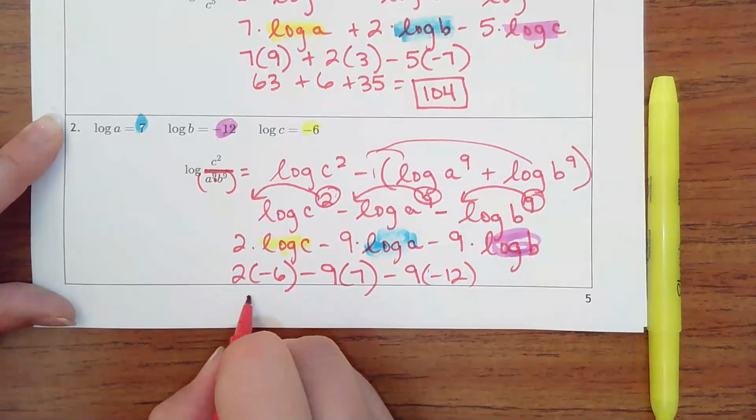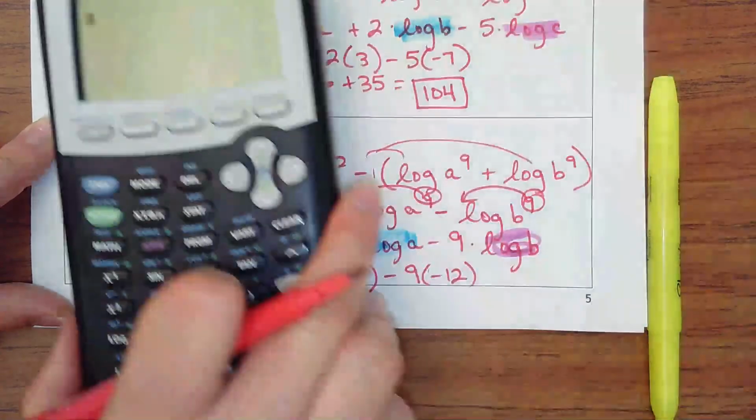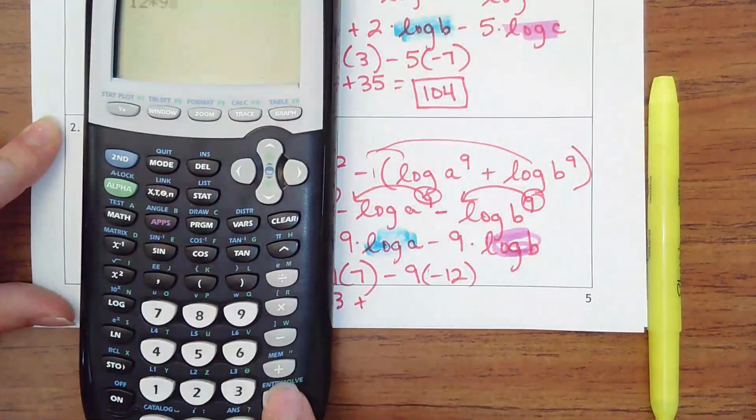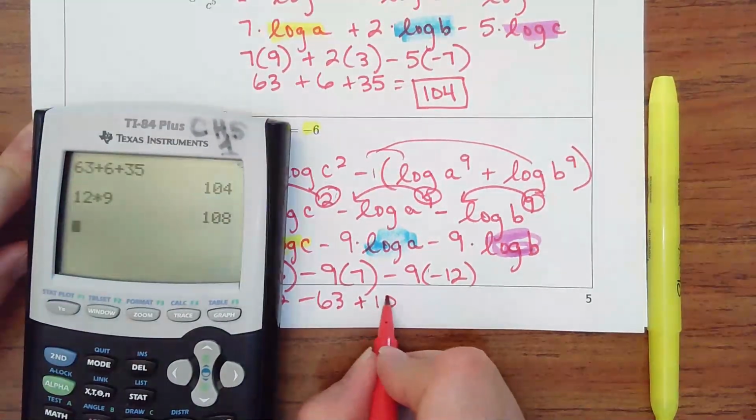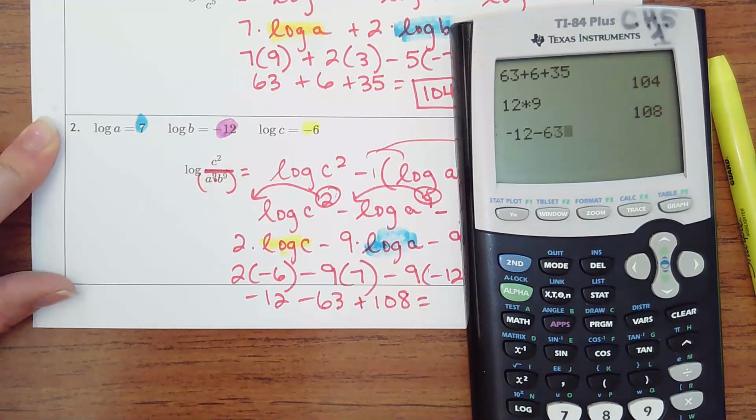2 times -6 is -12, minus 63 plus, I believe that's 108, which makes a final answer of 33.